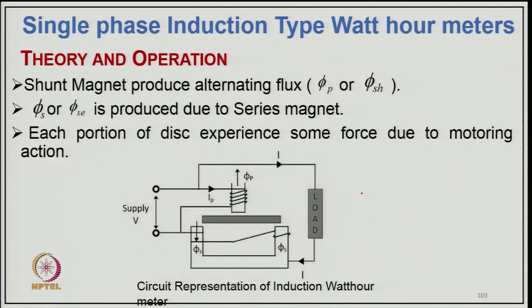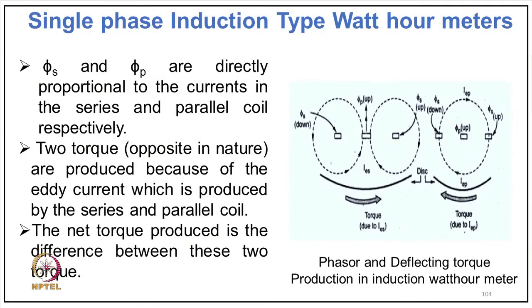The shunt magnet produces alternating flux phi p or phi sh, and phi s or phi ac is produced by the series magnet. Each portion of the magnet experiences some force due to the motoring action, and phi s and phi p are directly proportional to the currents in the series and parallel coils respectively. Two torques opposite in nature are produced because of the eddy currents produced by the series and parallel coils, and the net torque produced is the difference between the two torques.